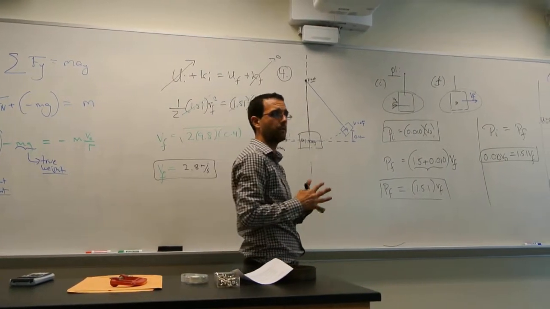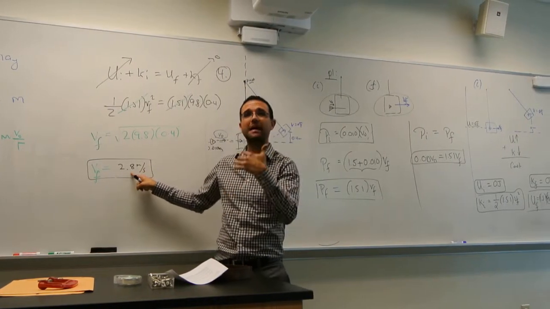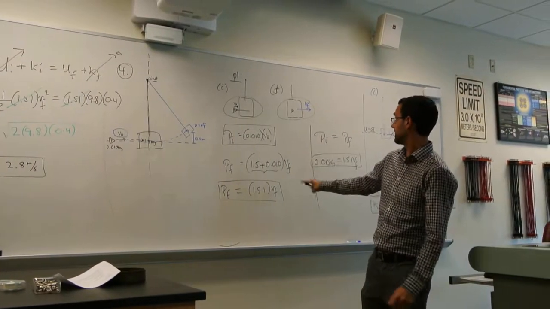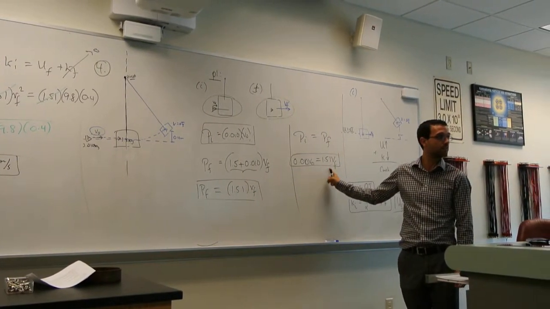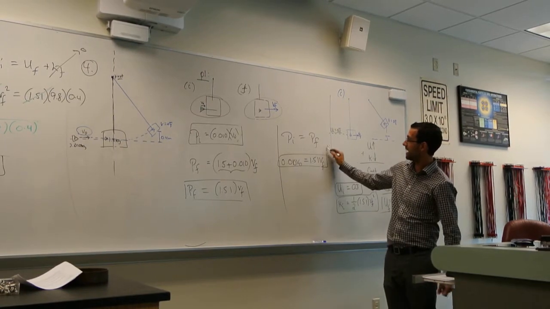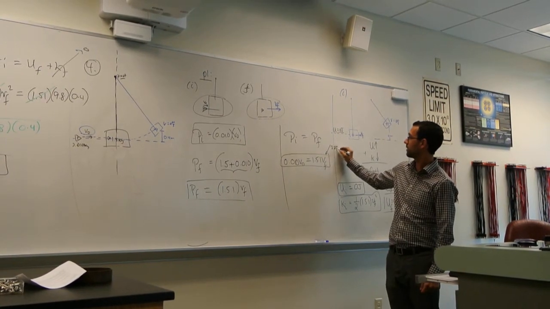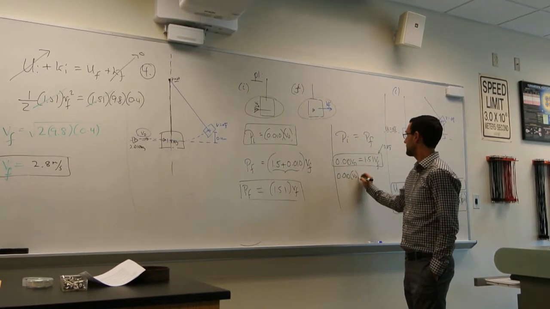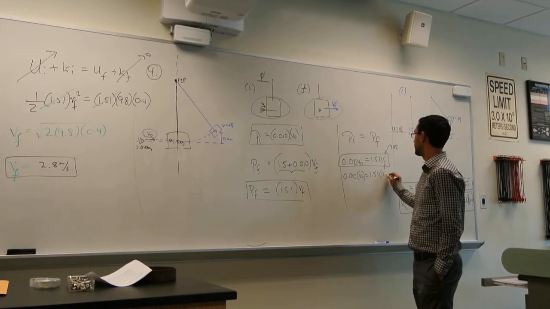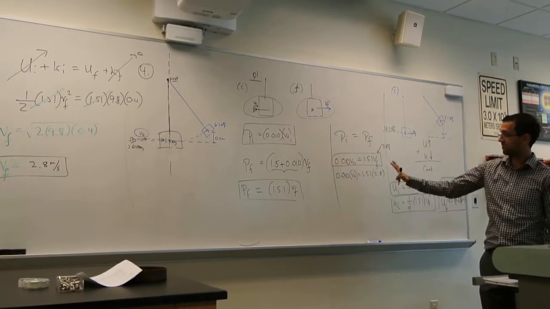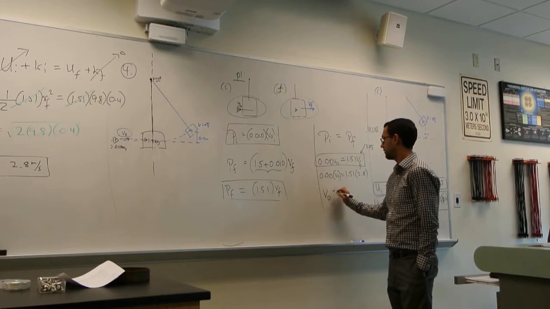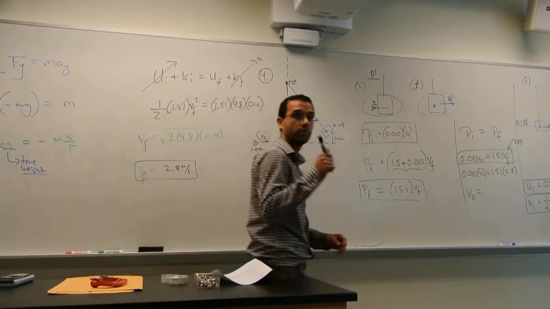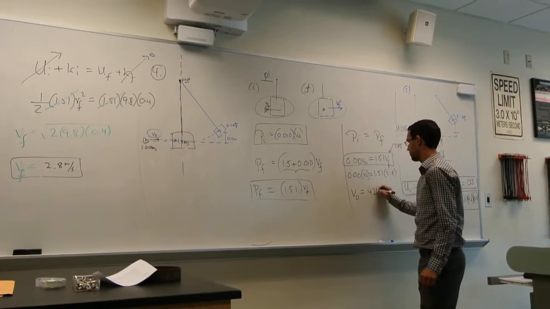How would I get the velocity of the bullet before the collision if I knew how fast the bullet-block system was moving immediately after the collision? How would I do that? Plug it back into momentum. That's why we had to use momentum conservation. So now we take that VF that we just got with energy, and we put it in right here, 2.8 meters per second. So that's going to be 0.010 times V naught equals 1.51 times 2.8. And now all we have to do is divide, and we've got it. So when we divide, we end up with 424 meters per second.